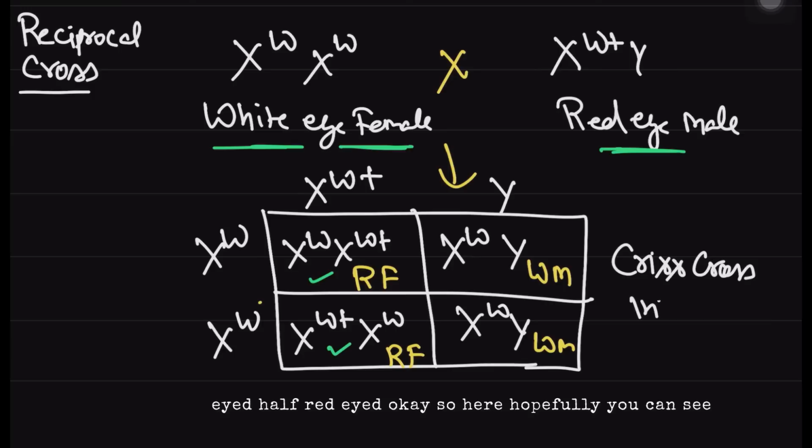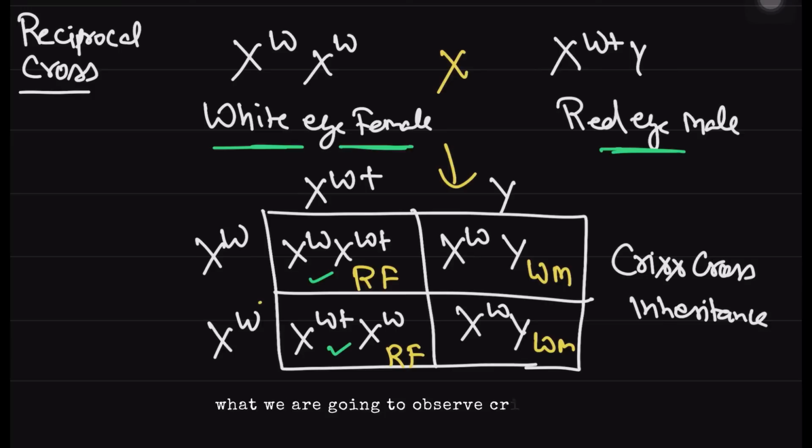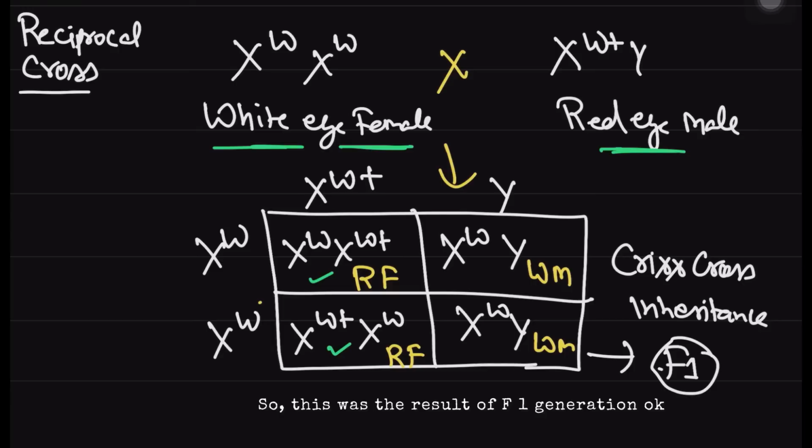Hopefully you can see what we observe: criss-cross inheritance. Earlier the female had white eye, now the female has red eye. In the same way, in the earlier generation the male had red eye, and here the male has white eye. Such a type of inheritance is known as criss-cross inheritance. So this was the result of the F1 generation.